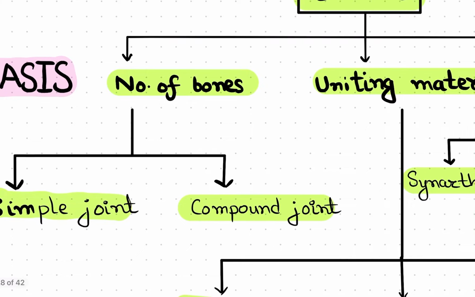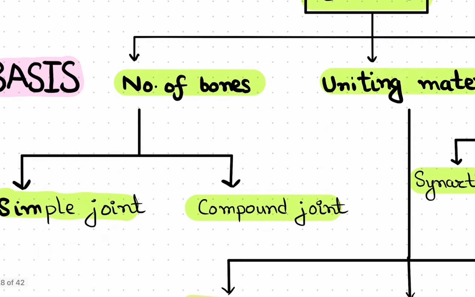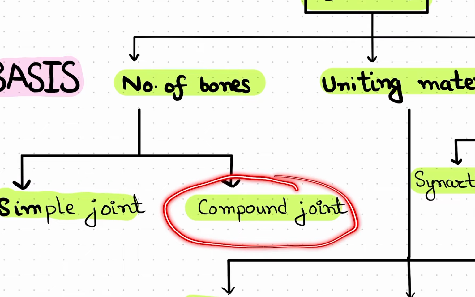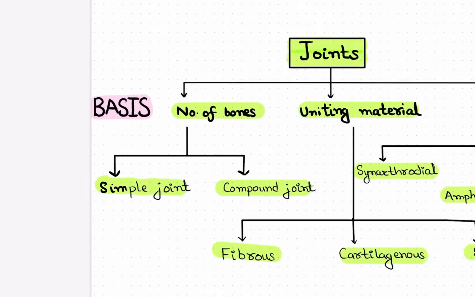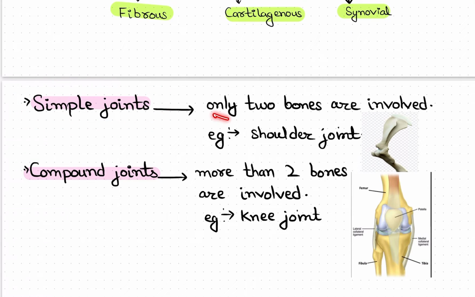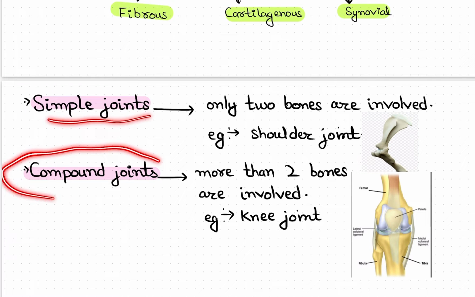So on the basis of number of bones, joints are classified as simple joint and compound joint. What is this simple joint? So this simple joint is a type of joint in which only two bones are involved. Like this is a scapular bone, this is another humerus bone. So in this joint, shoulder joint, only two bones are involved. So this particular joint is known as simple joint.